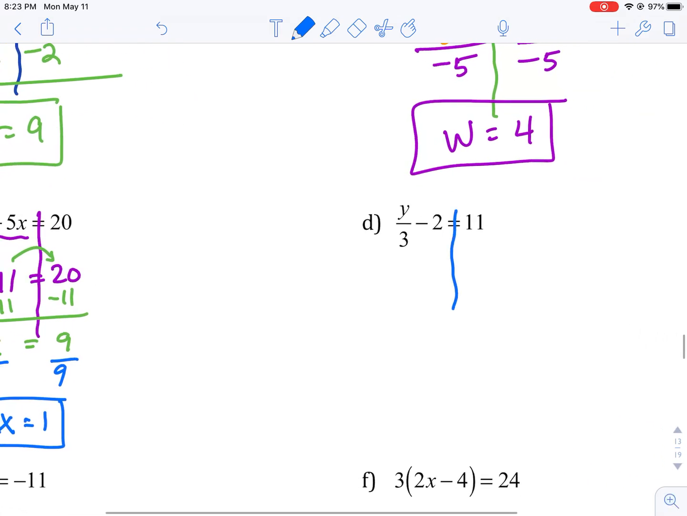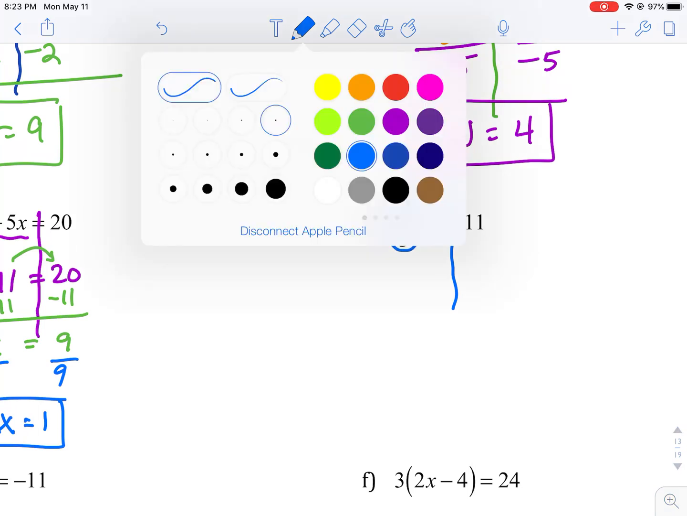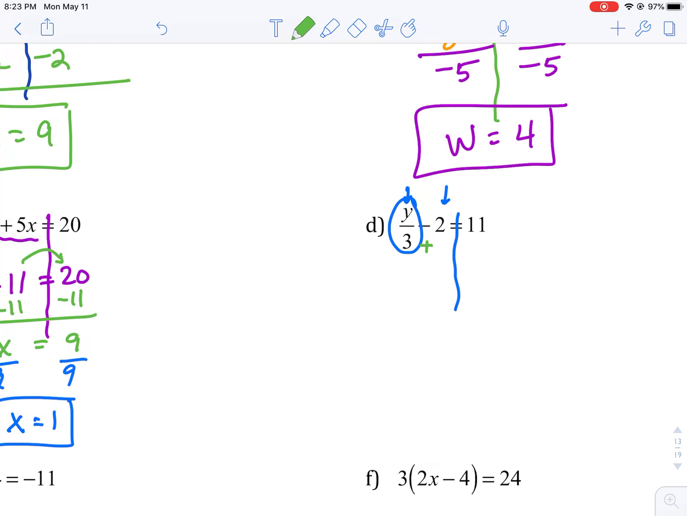All right, if you look at letter D, on the left side, the first term has a y, and the second term doesn't have a y. So there's no like terms on the left side, so we don't have anything to combine. But remember, our first step is to get the variable all by itself. So that means I need to get rid of that minus 2 by doing plus 2 to both sides. That gives me y divided by 3 equals 13.